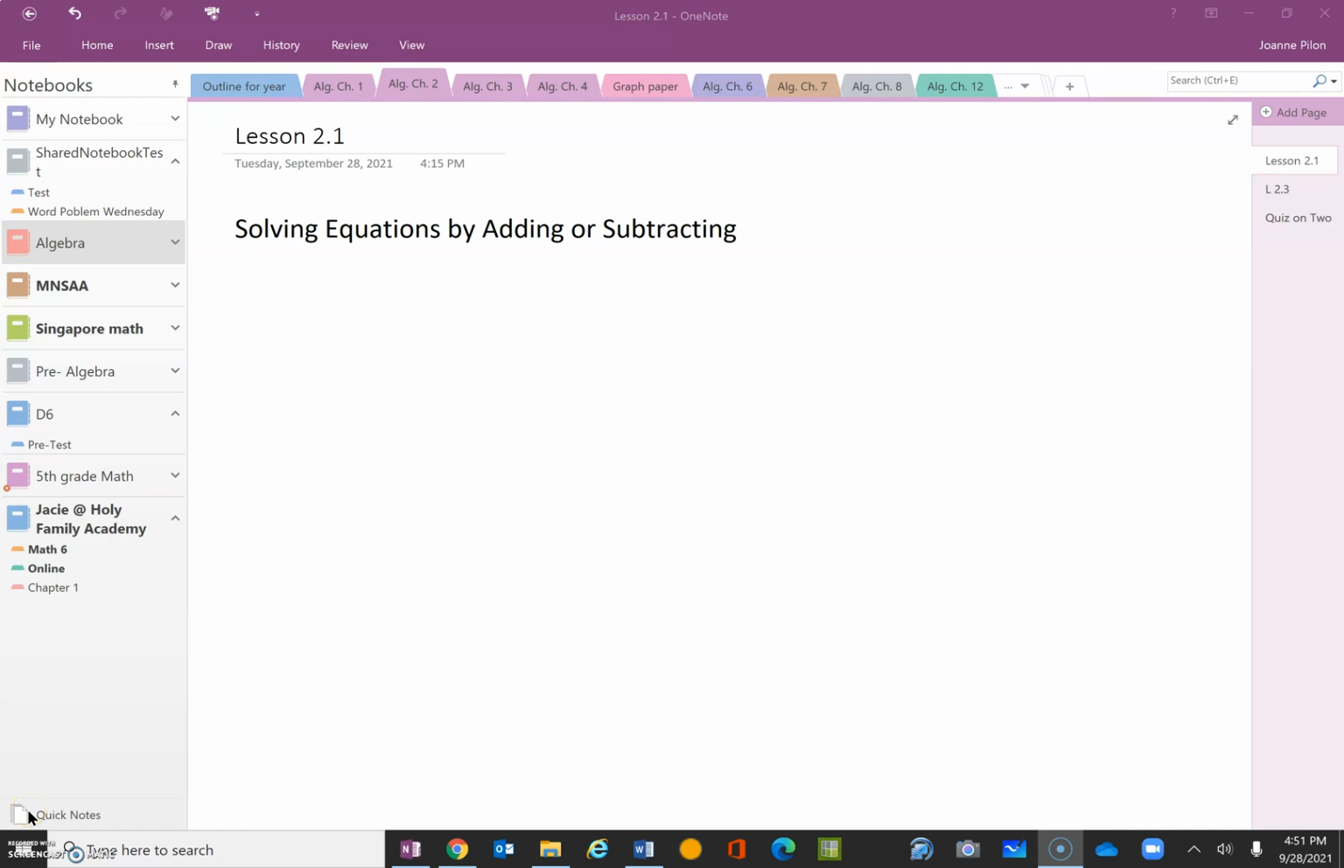This is 8th grade math, Mrs. Pilons, for Wednesday, September 29th. Today we're going to be doing lesson 2.1, solving equations by adding or subtracting.